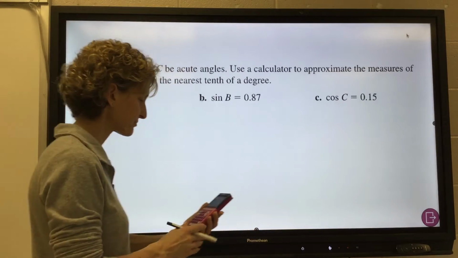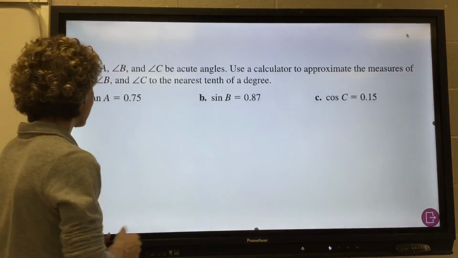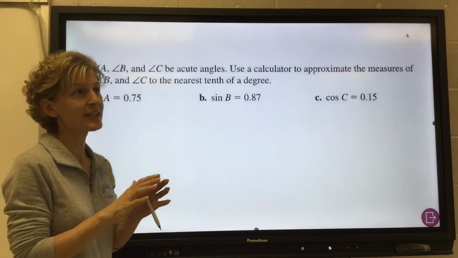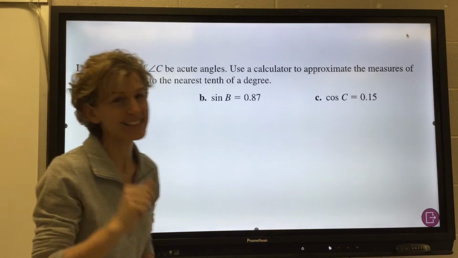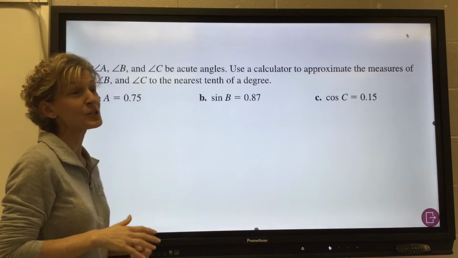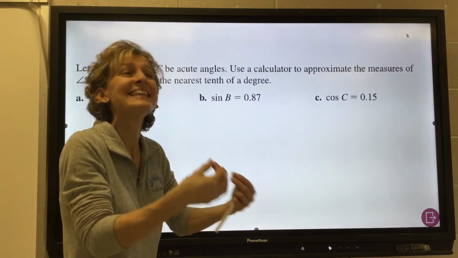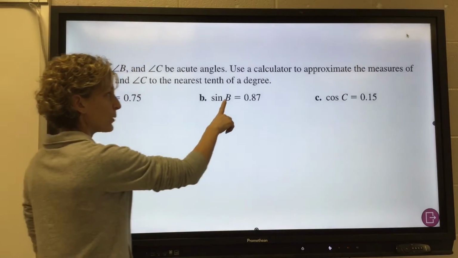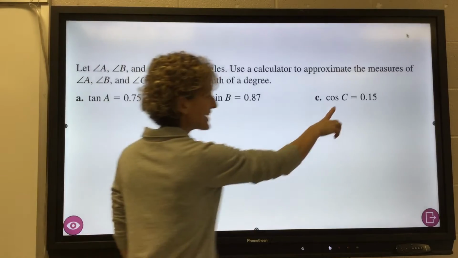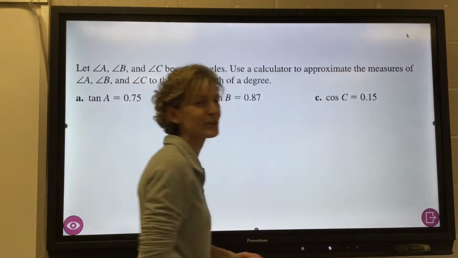All right. So when we're doing a problem like this, the way I like to look at it is this. We're trying to find the measure of A, and right now A is being tangented. It's not really a word, but that's how I like to look at it. And we need to undo that, and so we need to use an inverse operation. And guess what there is on your calculator? The inverse tangent. And right now B is being signed, and so we need to use inverse sine. And C is being cosigned, so we need to use inverse cosine.